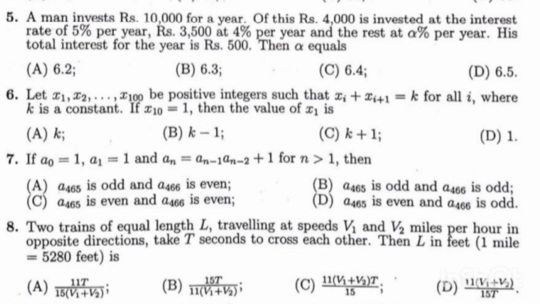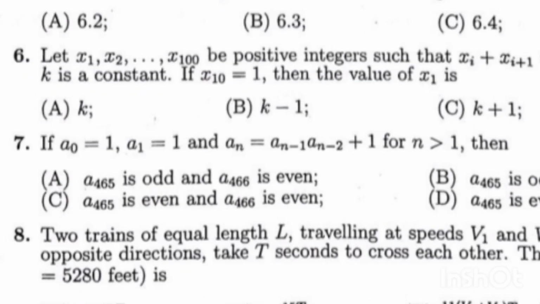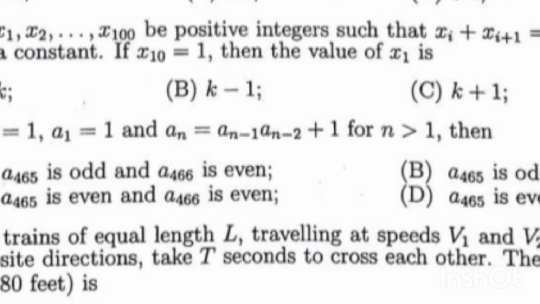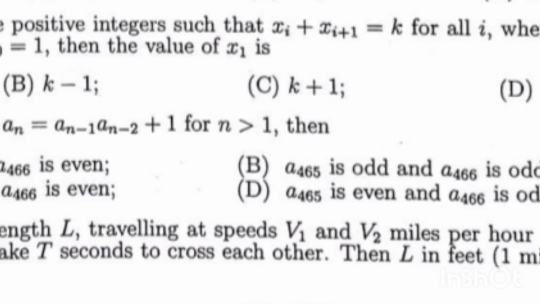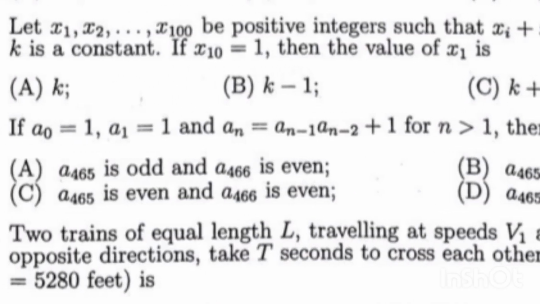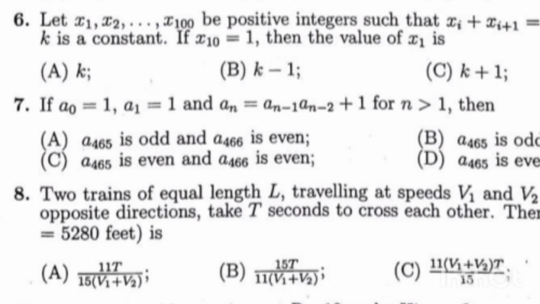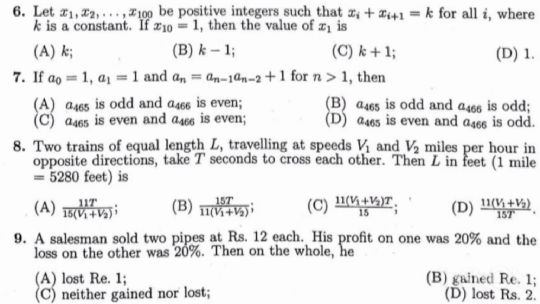So the answer is option C, 6.4. The next question is, let x1, x2, etc. x100 be positive integers such that xi plus xi plus 1 equals k for all i, where k is a constant. If x10 is 1, then the value of x1 is. So we must find the value of x1.